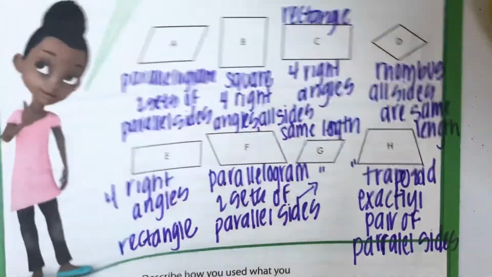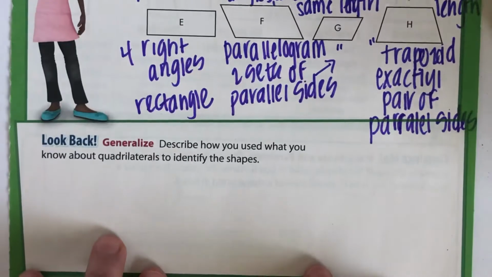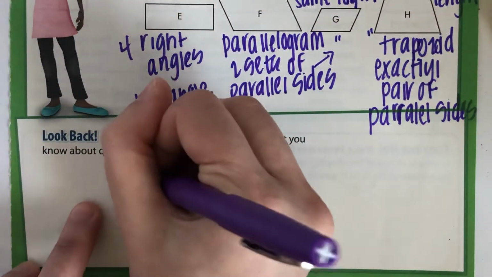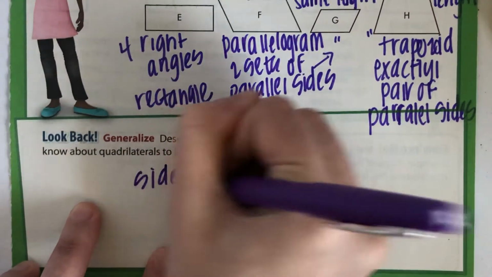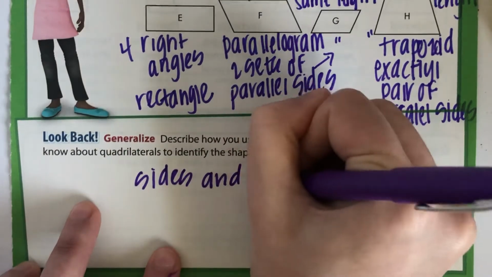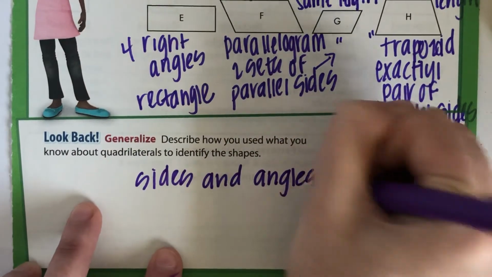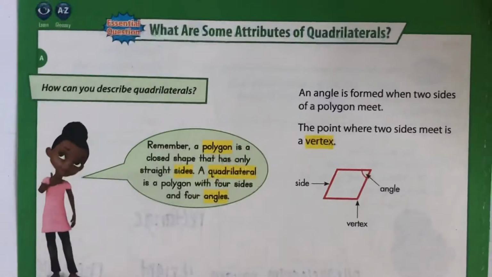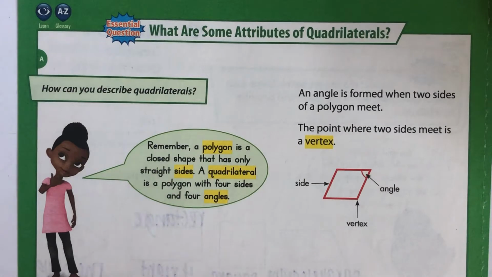Describe how you used what you knew about quadrilaterals to identify these shapes. We looked at the sides and the angles. What are some attributes of quadrilaterals? How can you describe quadrilaterals? Remember, a polygon is a closed shape that has only straight sides. A quadrilateral is a polygon with 4 sides and 4 angles.